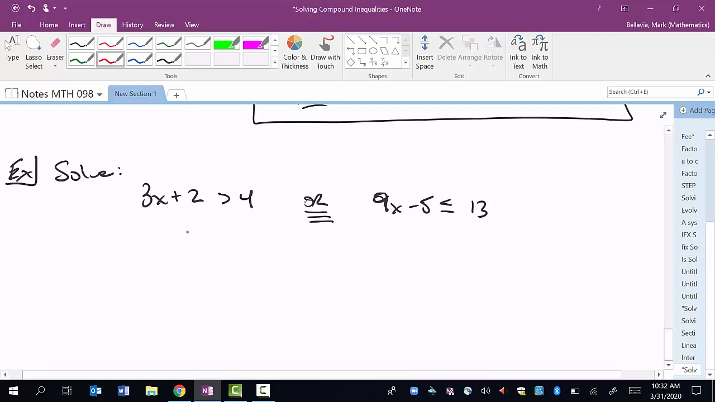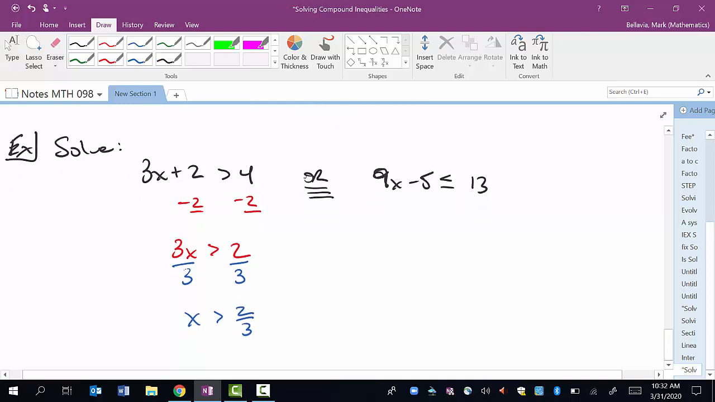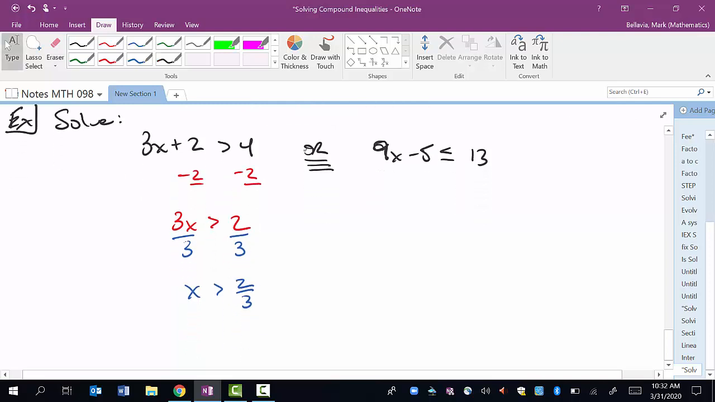Solving for the first one, we'll subtract 2 from each side to isolate the x term. So we got 3x is greater than 4 minus 2, which is 2. And then divide by the coefficient of x, so divide by 3, divide by 3, you have x is greater than 2/3. Leave it as 2/3, don't put a decimal here, because a decimal for this would not be exact. Fractions are okay.